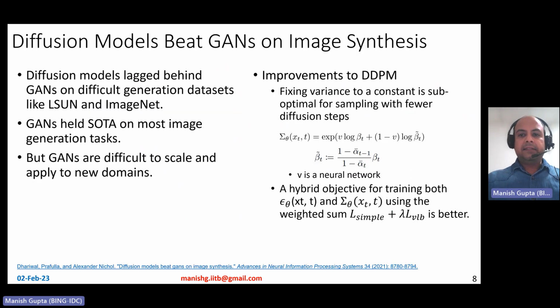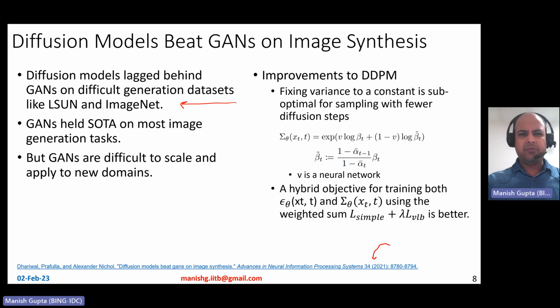Now, these models were great. However, these diffusion models lagged behind GANs. People have been using GANs also to generate images, and folks found that diffusion models are not as good as GANs, especially for difficult generation data sets like LSUN and ImageNet. GANs, in fact, held state of the art on most image generation tasks before this new paper came in 2021.